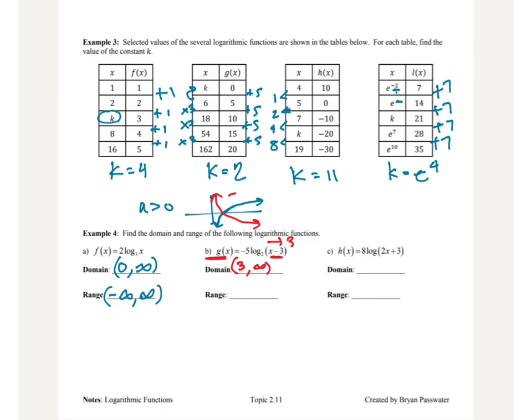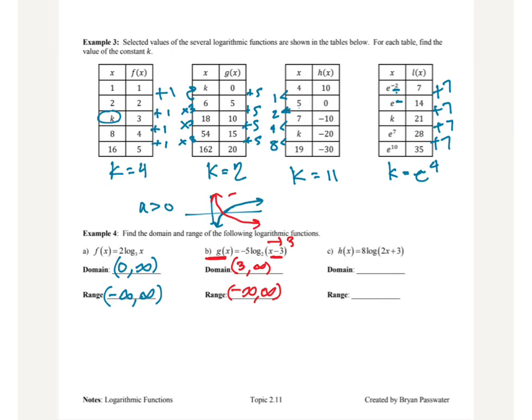What's the range? Negative infinity, positive infinity. Good. So range hasn't changed. How could they change the range? You can't. It's always negative infinity to positive infinity. They could shift it up, but that range is not going to change. So it wouldn't change the range. All right, now let's look at part C.